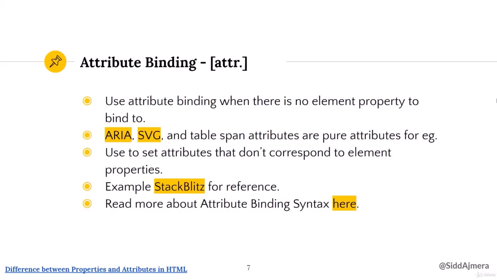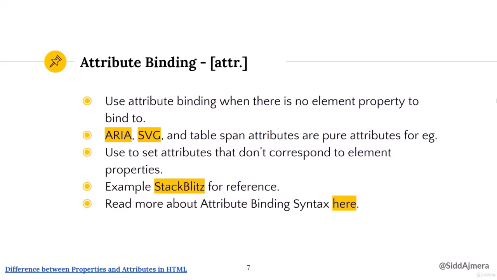So the attribute binding syntax is used when there is no element property that we can bind to. And this happens mostly in cases of area tags, SVGs, and table span attributes. So these are basically pure attributes, so to speak. That's why we cannot really set them via the property binding syntax. So in cases where we don't really have a corresponding element property to set, we use the attribute binding syntax in order to set these attributes.